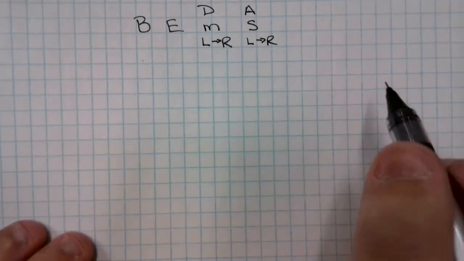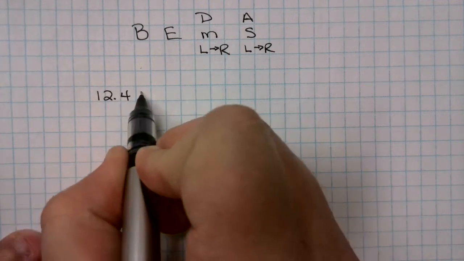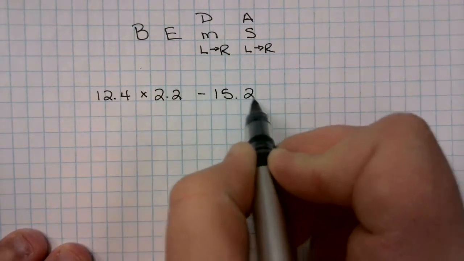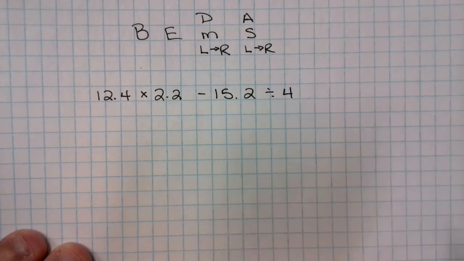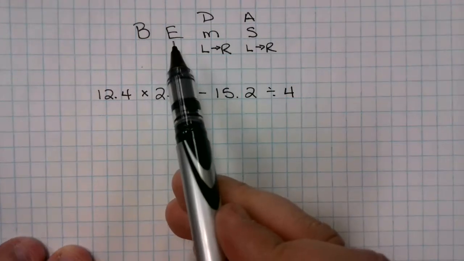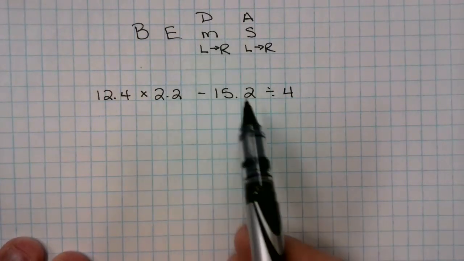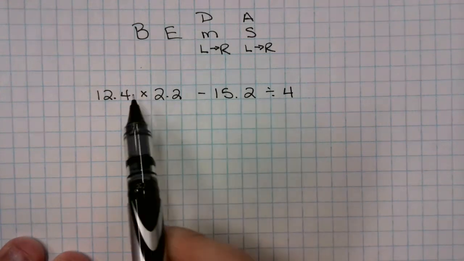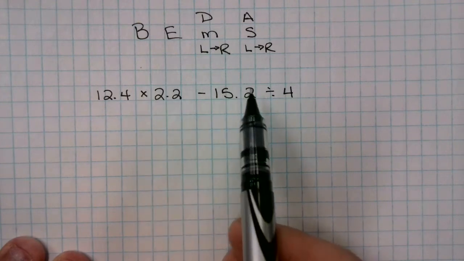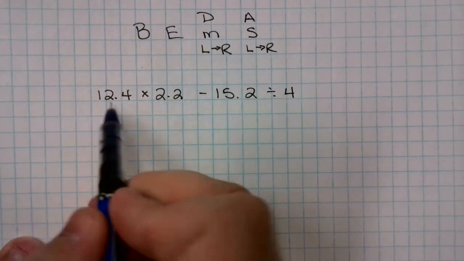So let's look at the first problem. 12.4 times 2.2 minus 15.2 divided by 4. You can see there's no brackets or exponents in this problem, so I can jump straight to division and multiplication. You'll notice I have a division statement at the end and a multiplication statement at the start. Which one do I do first? Well, I would start from the left and work my way right, meaning that I would do this calculation first.